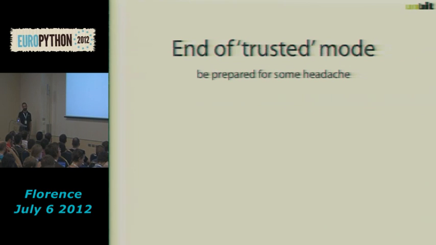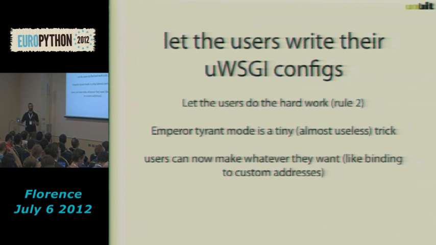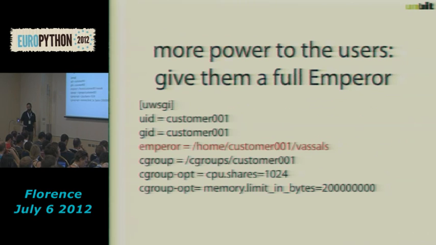We are now out of trusted mode. Why? We want our users to write their own uWSGI config, because they need to do the hard work. There is a teeny solution, that's Emperor Tyrant mode. It's pretty useless in such a context. Practically, it tries to get the user ID and group ID of the basal file and automatically sets that basal to that specific user ID. But the most important thing is that now users can bind to whatever address they want.